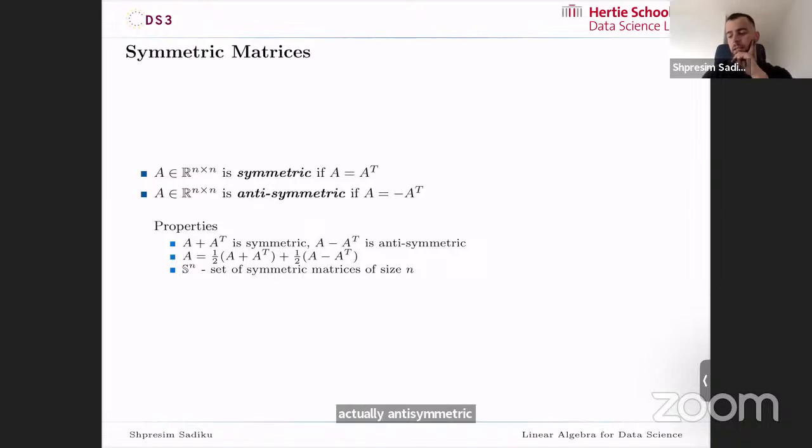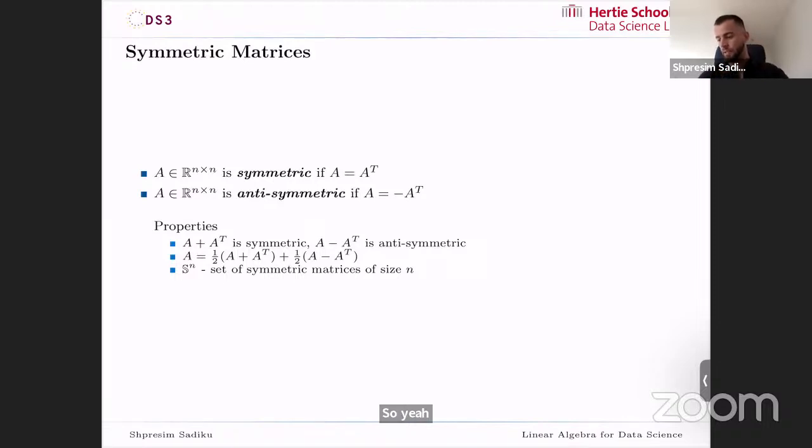And A is simply the sum of 1/2 of (A plus A transpose) plus 1/2 of (A minus A transpose). And this set of symmetric matrices of size n, containing n by n entries where A equals A transpose, will be used very often. So we simply denote this by this calligraphic S to the power of n.